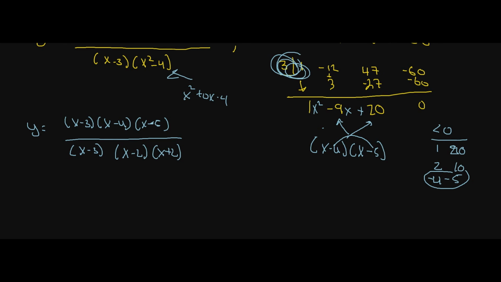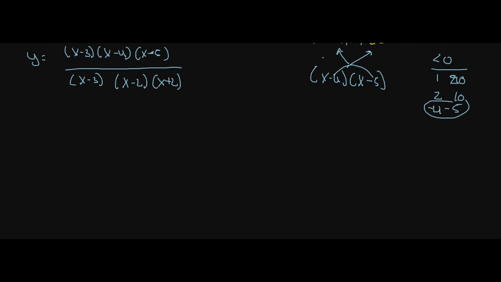Now that we have this here, let's ask ourselves, is there anything on top or bottom where we're going to get a hole? Well, we are going to get a hole right here. So let's cancel these out. So holes. We're going to get x minus 3 equal to 0. We add 3 to both sides, and we get x equals 3. So that's a hole.